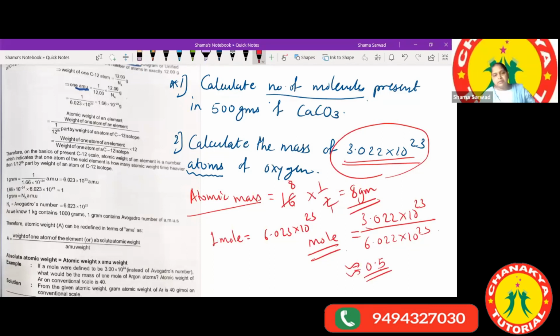Avogadro number, gram molar mass, gram atomic mass, and the number of atoms or particles present in the given substance, these terms you have to rotate as per the need of the problem. Sometimes they may ask you only to calculate the mole. Sometimes they may ask you to calculate the number of particles, ions, molecules or atoms present in it.